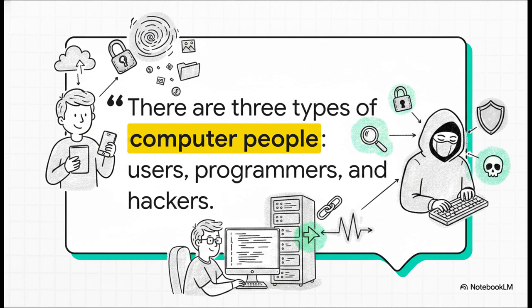Then you've got the programmers. They are the unsung heroes building the software that keeps the modern world spinning. But guess what? They're vulnerable too. If a programmer accidentally leaves a backdoor open, it can lead to catastrophic consequences, costing billions. And then there are the hackers who exploit both of them. Today, we're going to learn to think exactly like that third group so we can better protect the first two.